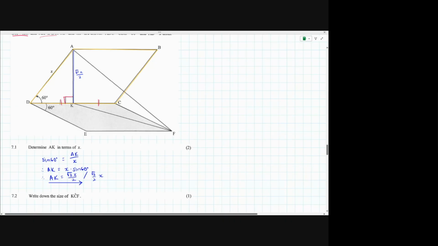7.2 then asks us to write down the size of KCF. I initially read that as KFC. Obviously, it's not. So KCF, this angle over here. Now remember, guys, we've been given some important pieces of information. We were told that ABCD and EFCD are rhombuses. Properties of a rhombus: all sides are equal and opposite sides are parallel. So that means DE is parallel to CF. And so what we actually have here are co-interior angles. 60 plus whatever KCF is must give us 180 degrees. So that means that KCF is equal to 120 because of our co-interior angles.